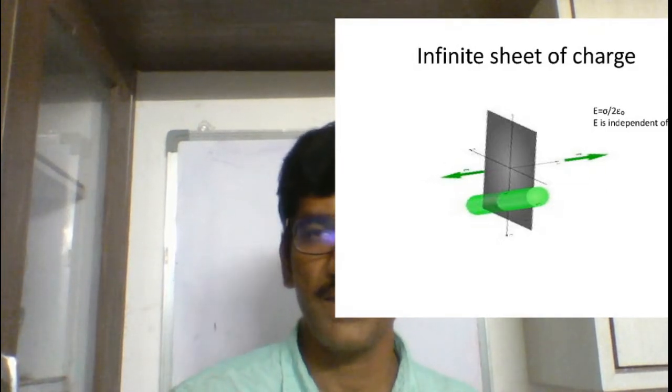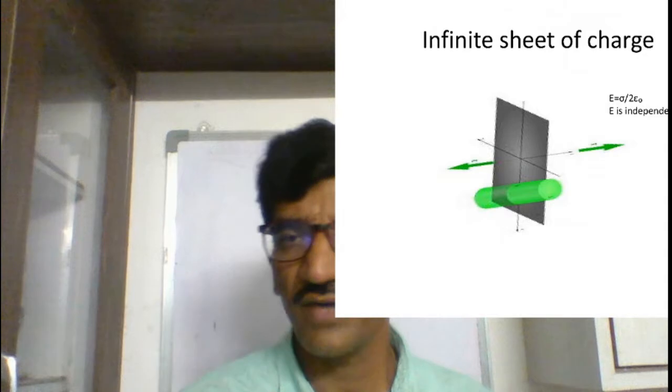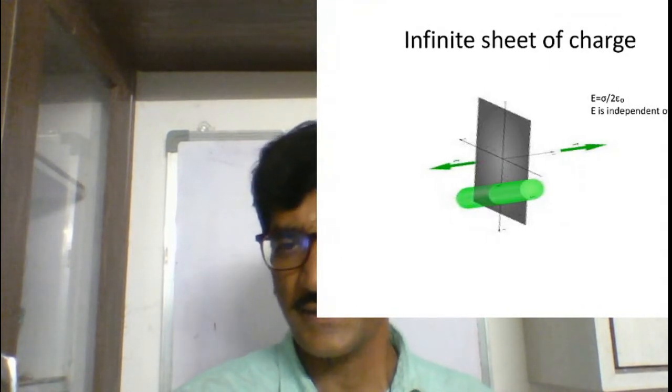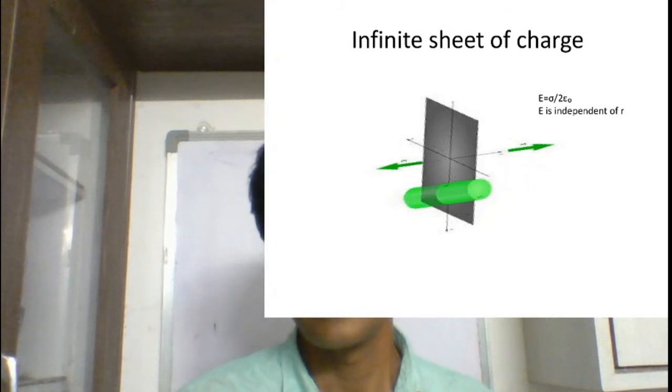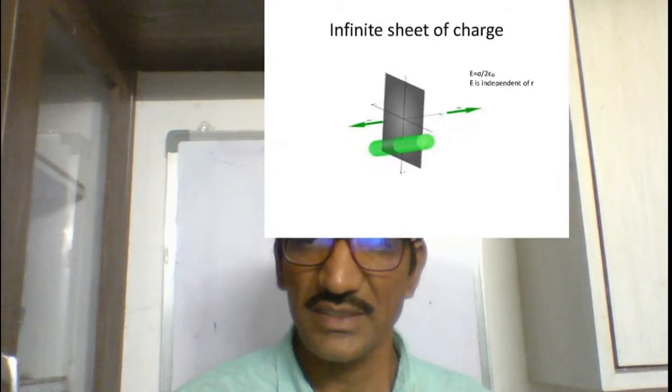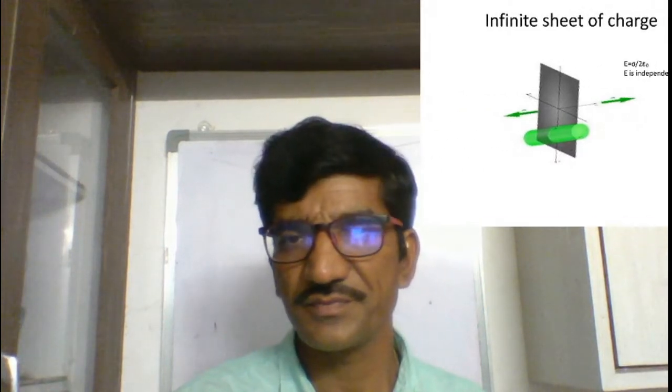What is the reason why we are considering an infinite conductor instead of considering a sheet with limited dimensions? That simplifies our problem. In this case, the field will be so simple. The field will not be complicated in this particular case. That's why we consider the infinite sheet of charge.